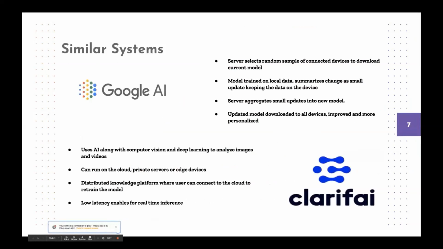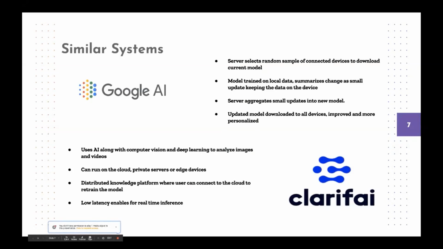Similar systems to what we are trying to implement are Google AI and Clarify. For Google AI, the server randomly selects a number of connected edge devices and downloads a machine learning model on those edge devices. The model is trained on local data. However, it's summarized and keeps on getting updated.